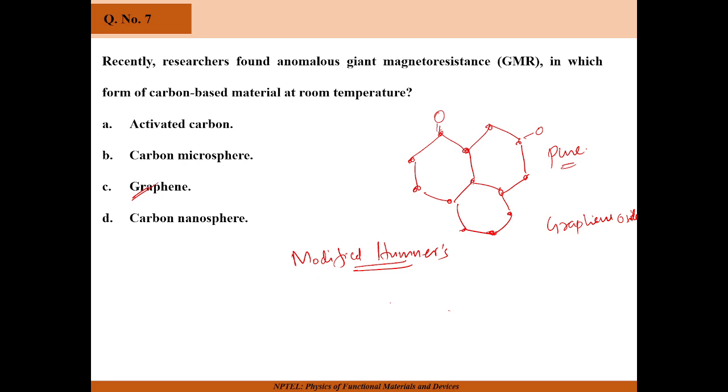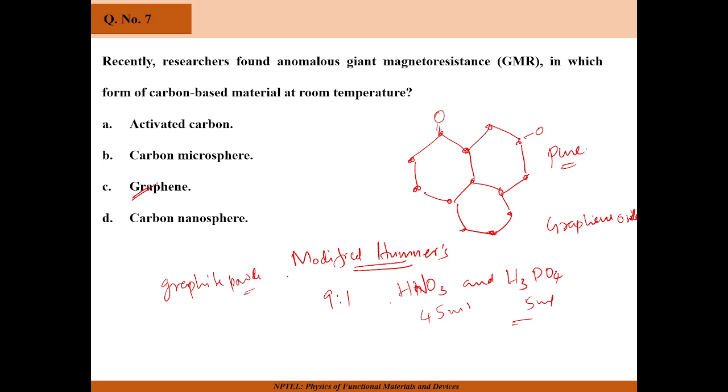What we do here is take a solution containing a 9:1 ratio of HNO3 and H3PO4. For example, we take 45 ml of this and 5 ml of this. It will be taken in the ratio of 9:1. To this, we add graphite powder.